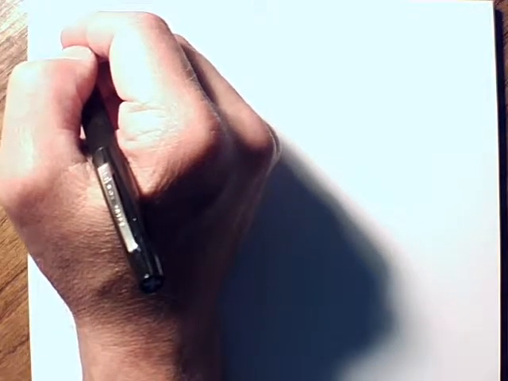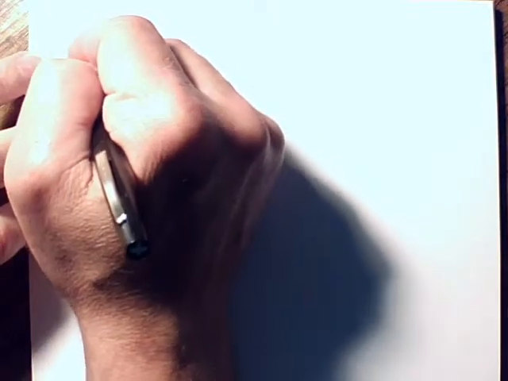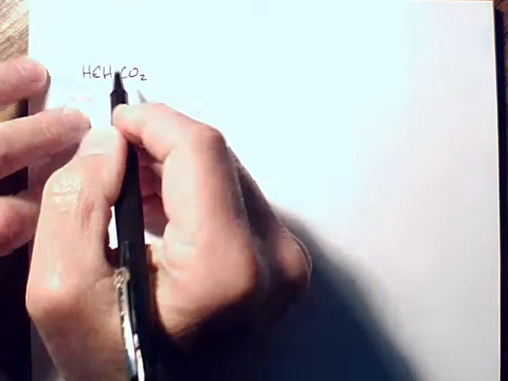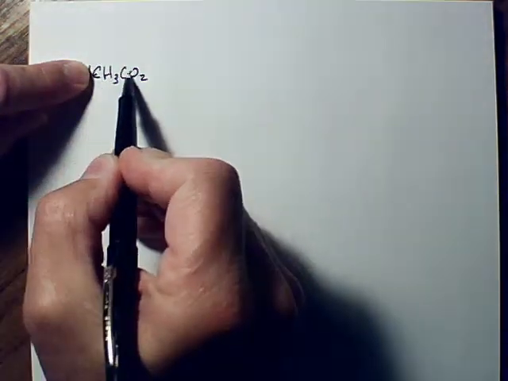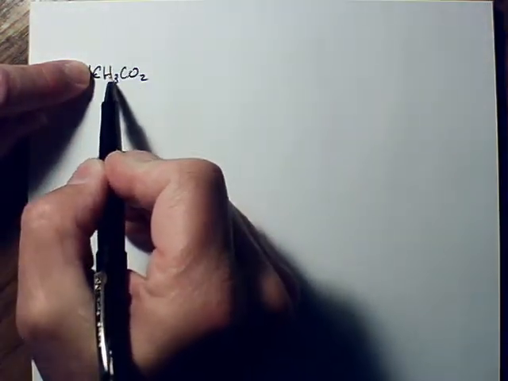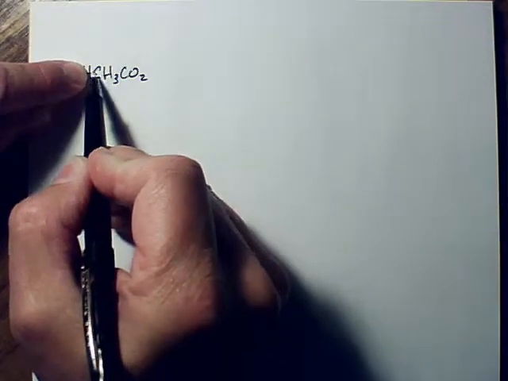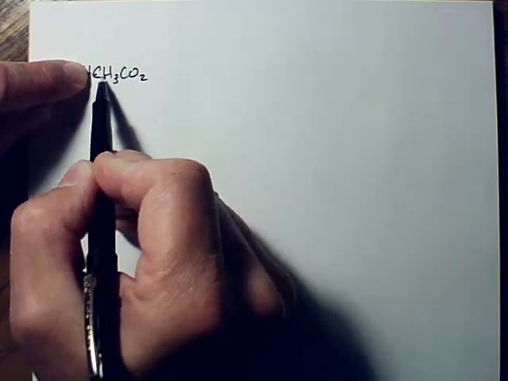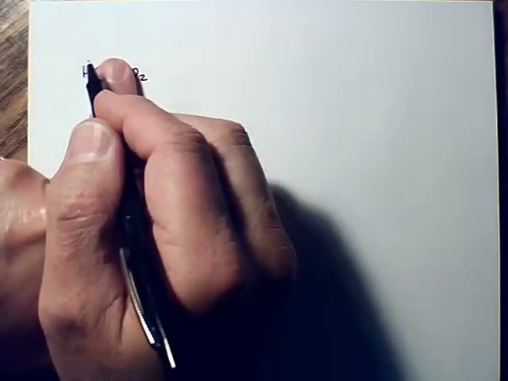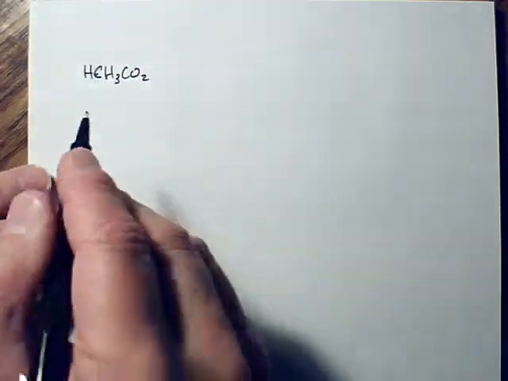We talked about the fact that acetic acid is one of the weak acids. Let me show you that formula here real quick. It's HCH3CO2. Now, here's the thing to remember. This is the anion. These hydrogens right here are attached to this carbon. They are not acidic. It's this hydrogen right here that's acidic.